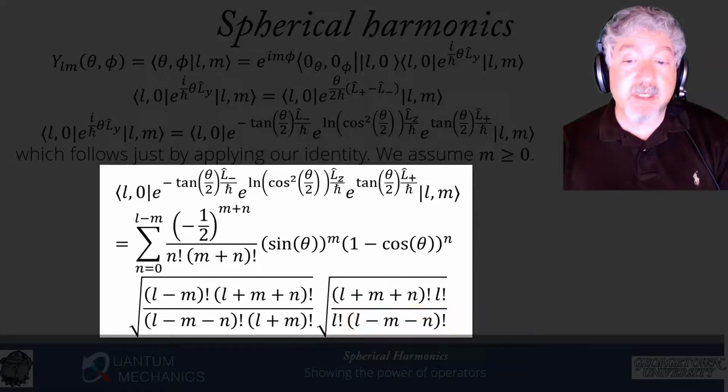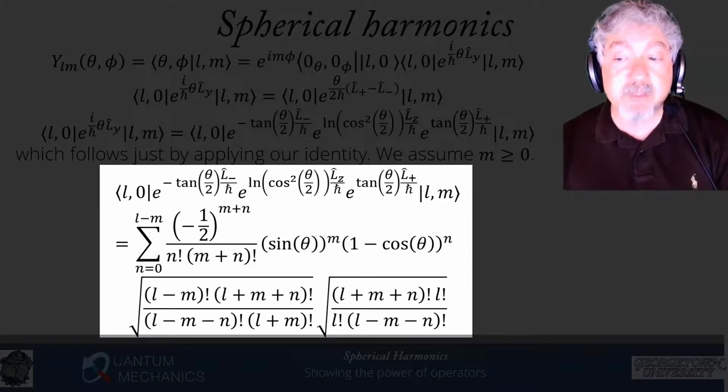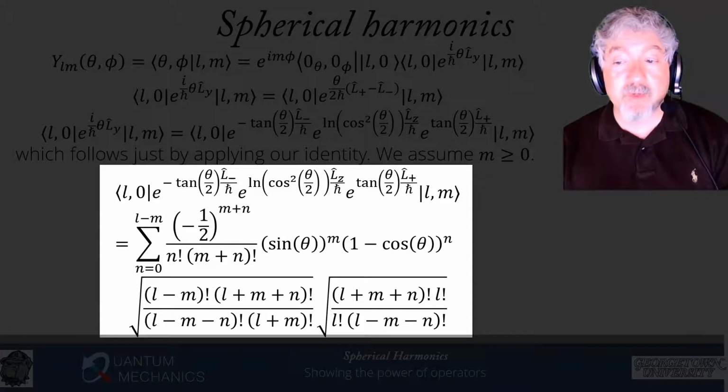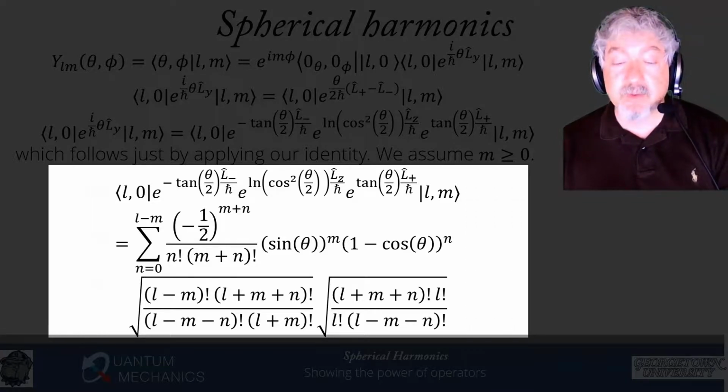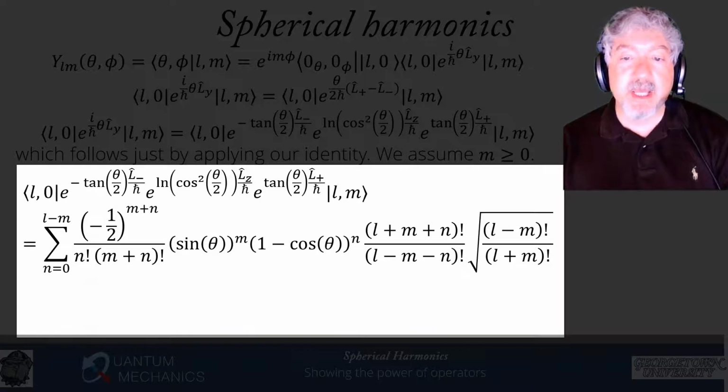Now we can do some cancellations. The L factorials cancel. The (L plus M plus N) factorial terms become squared. The (L minus M minus N) factorial terms become squared. I can pull them out of the square root. I'm left with an (L minus M) factorial over an (L plus M) factorial inside the square root. So we get (L plus M plus N) factorial, (L minus M minus N) factorial, and the square root of (L minus M) factorial over (L plus M) factorial.